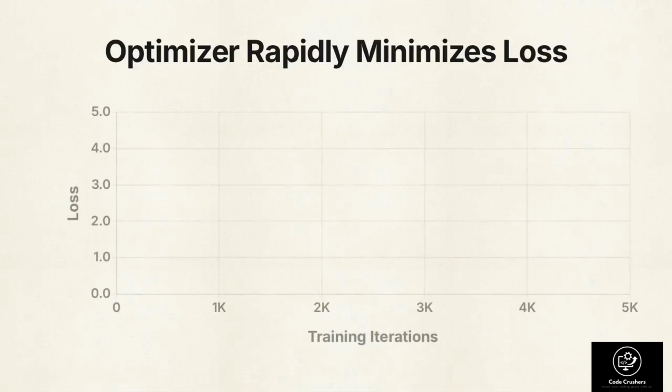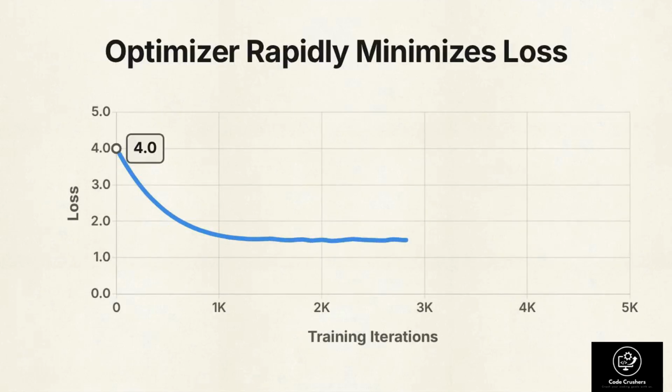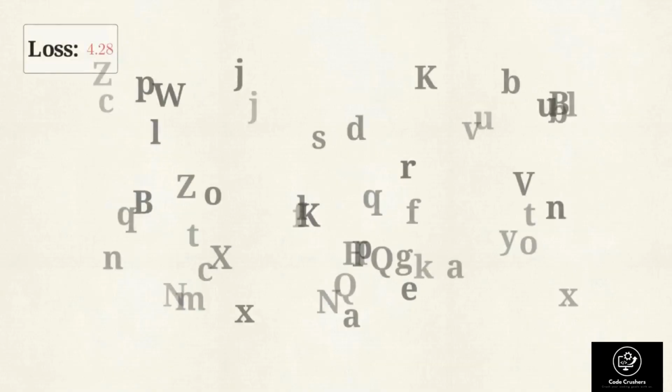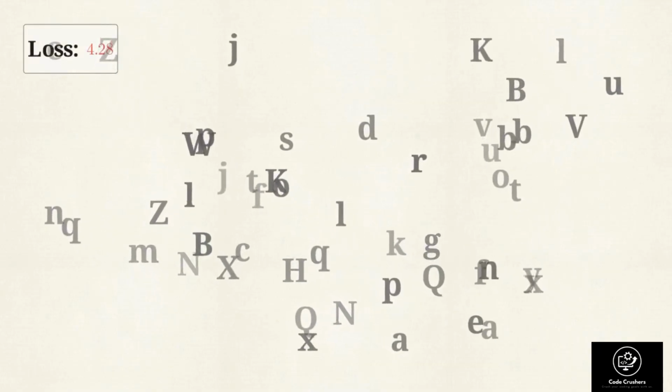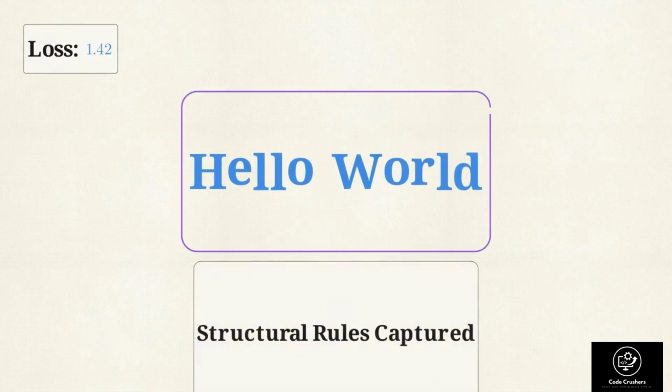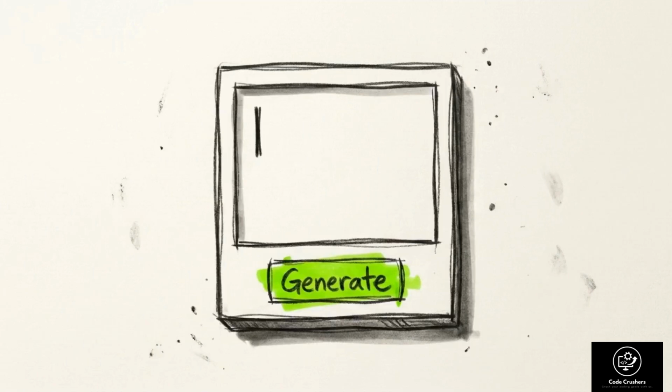derail your training. This graph tracks our model's performance as the loop runs. You can see the loss value starts high, around 4.0, and rapidly drops toward 1.5 as the optimizer steadily aligns the internal weights. This descending line is the numerical proof of learning. It marks the period where the network stops outputting random characters and begins capturing the structural rules of the English language. To pull text out of the model, we build a generate function.